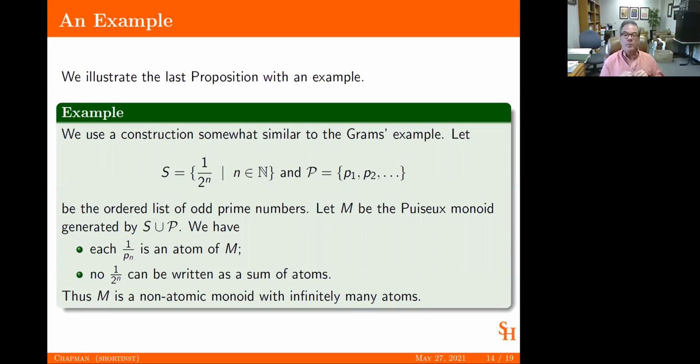Each 1 over p_n, you can argue that it's an atom. But as with the argument before, no 1 over 2 to the n can be written as a sum of atoms. So M is not atomic, but it still has infinitely many atoms. The reason that it's not atomic is that the generating set, S union the reciprocals of the odd primes, is not a minimal generating set. You could throw out a lot of these 1 over 2 to the n's and you'd still have a valid generating set. And it's not hard to argue you can't build a minimal one either. So this example would not be atomic.